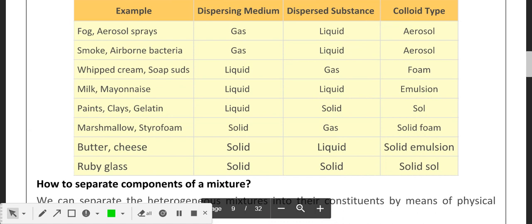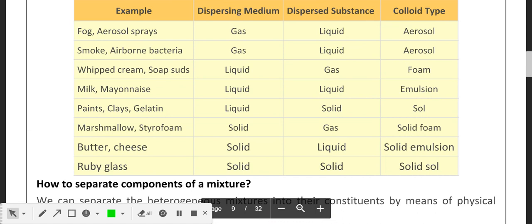It's a kind of foam, or the upper layer which is formed because it reacts with the substances present in the gas. So the colloidal type is foam. Milk or mayonnaise. Mayonnaise, yeah, it's a kind of white sauce. You might have tasted it at home along with your momos. Don't worry, let's get back to the topic, milk and mayonnaise. The dispersing phase is again liquid and the dispersed substance is again liquid, because milk is in liquid form only and mayonnaise is also. So it's a kind of emulsion.